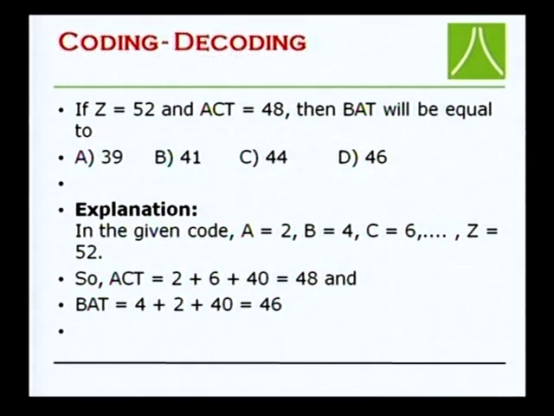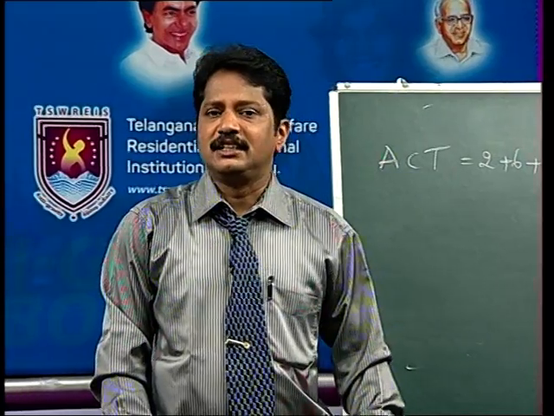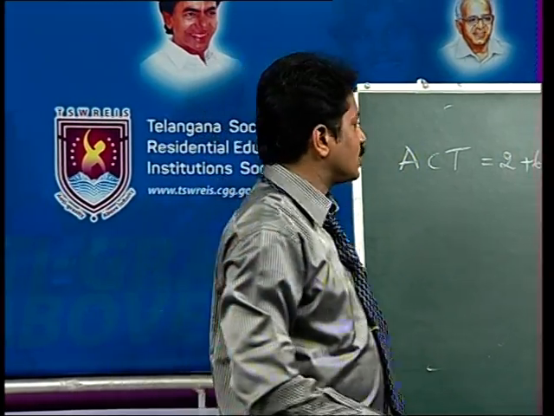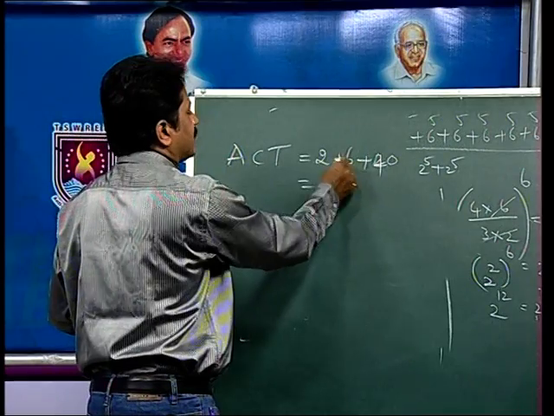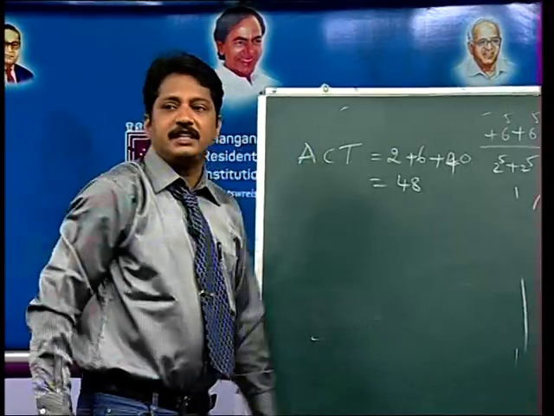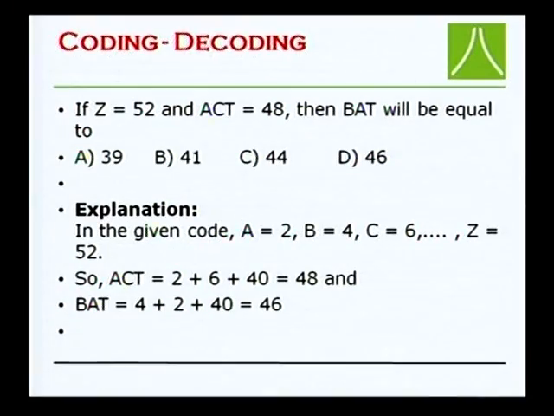Okay. Now, coming to ACT. What is ACT here? A is the first letter, so it is 2, C is the third letter, so it is 6, and T is the 20th letter, so it becomes 40. So, 40 plus 6 is 46, plus 2 is 48. ACT is given as 48. Do you understand this? Absolutely correct.